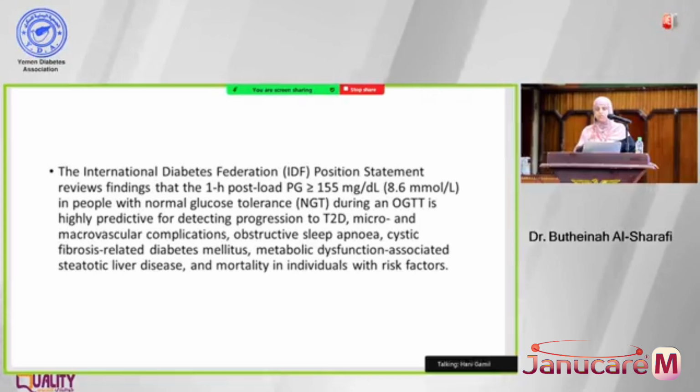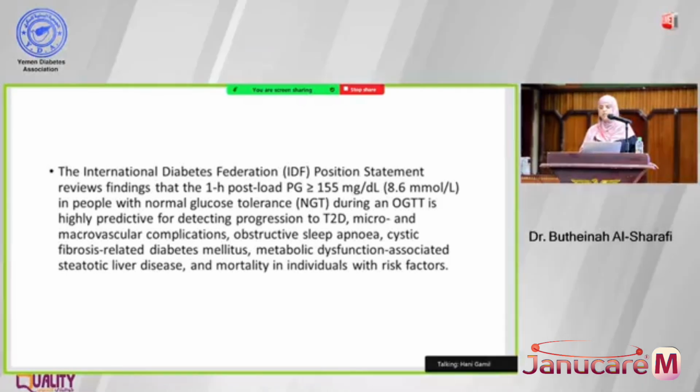But so far, it's only the International Diabetes Federation. It was not included in the American Diabetes Association guidelines from last year. I don't know if they'll have it in the guidelines that will come out next month. We'll see.